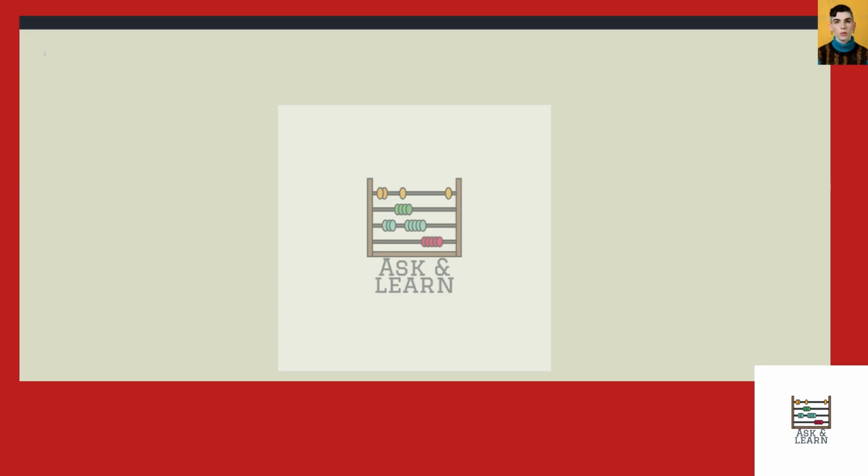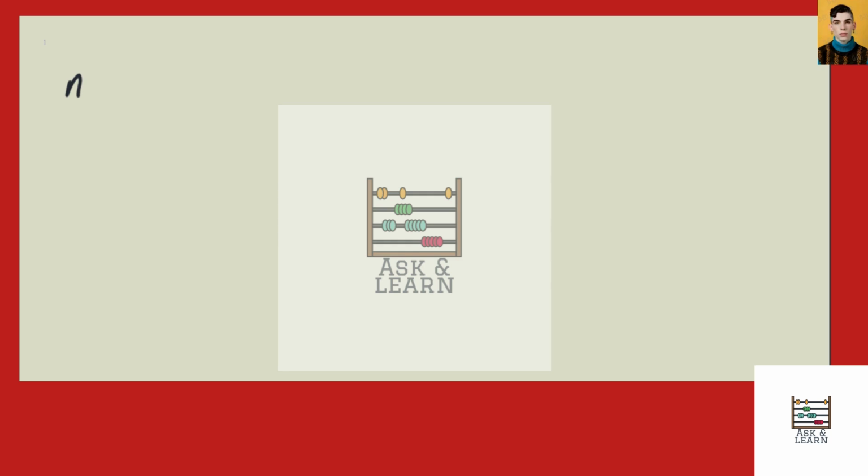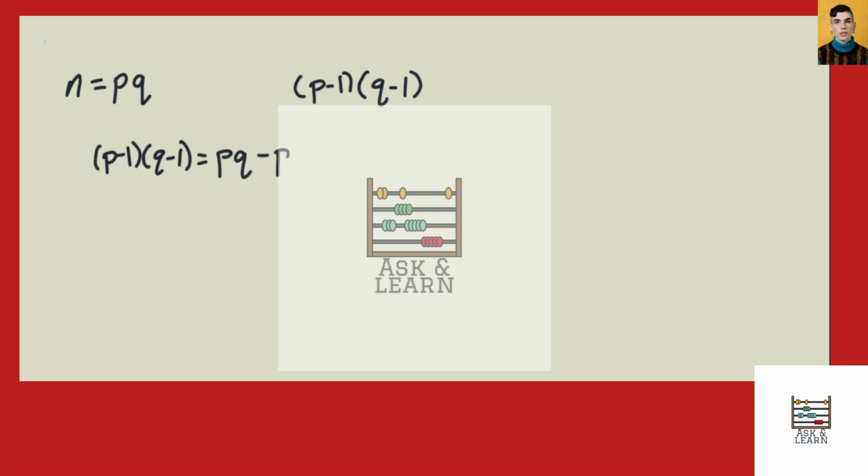Okay, so in this instance, we are given that there is a positive integer n, and it is the product of two primes, p and q. We also know the value of (p minus 1) times (q minus 1). Okay, well, since we know the value of (p minus 1) times (q minus 1), this is also equivalent to pq minus p minus q plus 1, just from factoring.